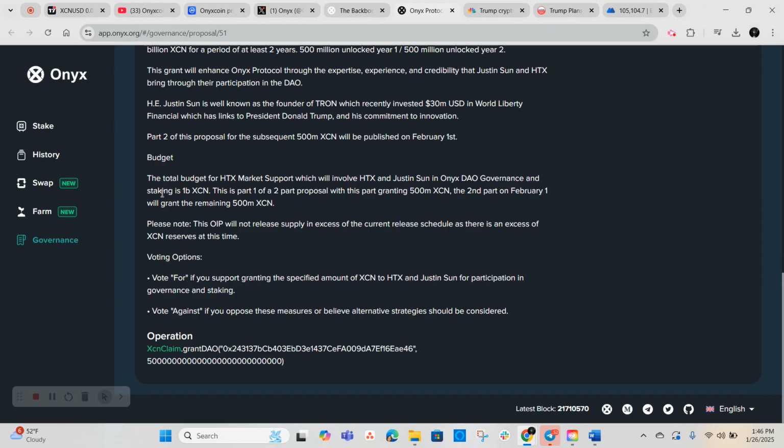Essentially, this was the vote. If you voted for granting this, we're good. This is part of the reason why Onyxcoin really pumped yesterday, earlier this morning. The vote for was winning. It was winning. And then you had a vote against. If you oppose these measures, you believe that the alternative strategy should be considered.